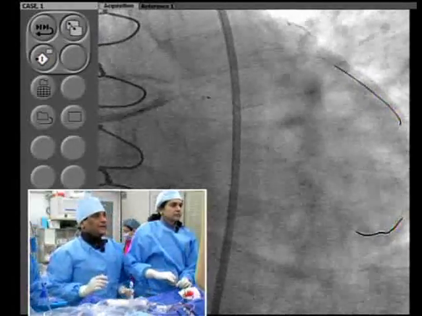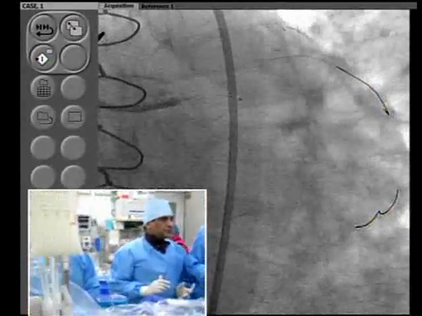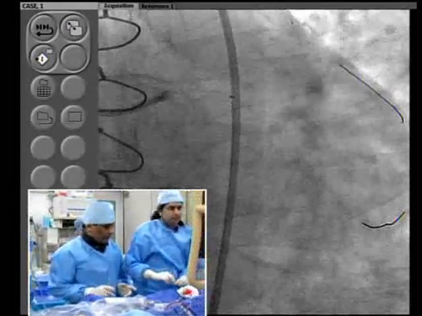Now, what we are seeing is a little bit of haziness in the stent struts, as well as distally into the circumflex.